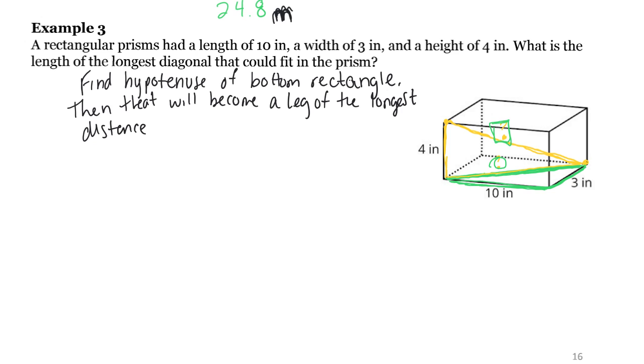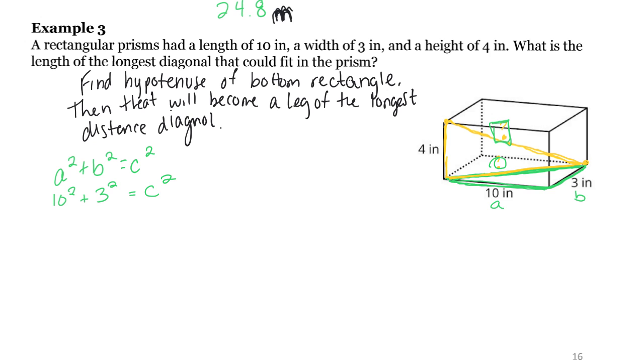Longest distance diagonal. Sorry, couldn't think of the word diagonal. All right, so let's start off by doing the green triangle first. Green one, because again, we want to find this bottom diagonal because we need that as the base for our longest distance. So we always start with a squared plus b squared equals c squared. So we have our bases, our a and our b are legs of the triangle because we're finding the hypotenuse. So we have 10 squared plus 3 squared equals c squared.